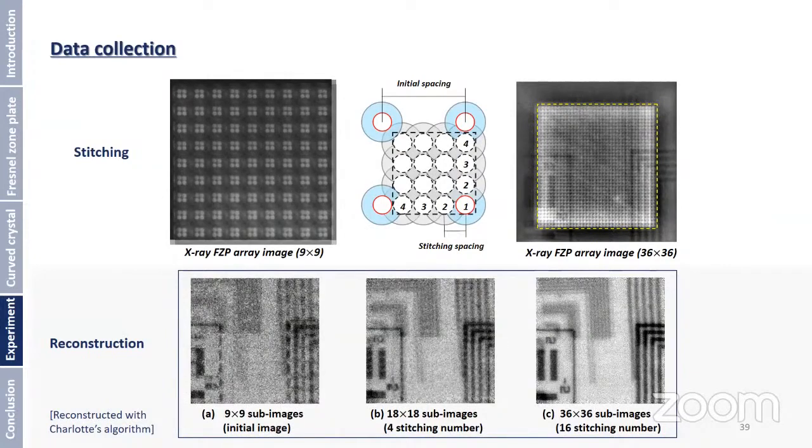And on the bottom, we show a set of images reconstructed from the experimental data with a different stitching number. The improvement of the reconstruction images can be well seen in this set of images.